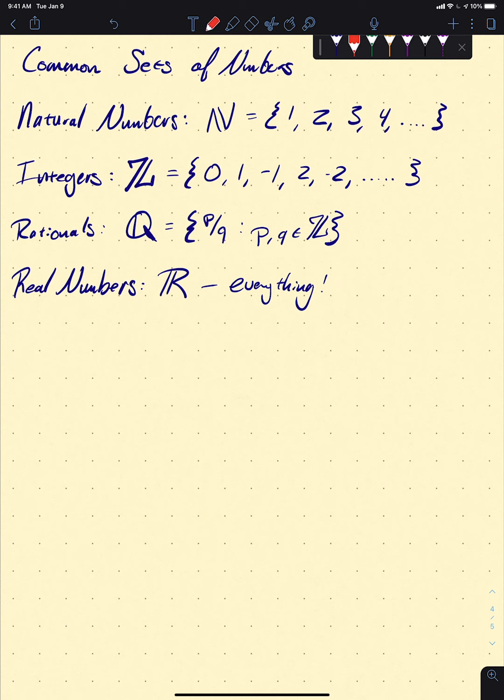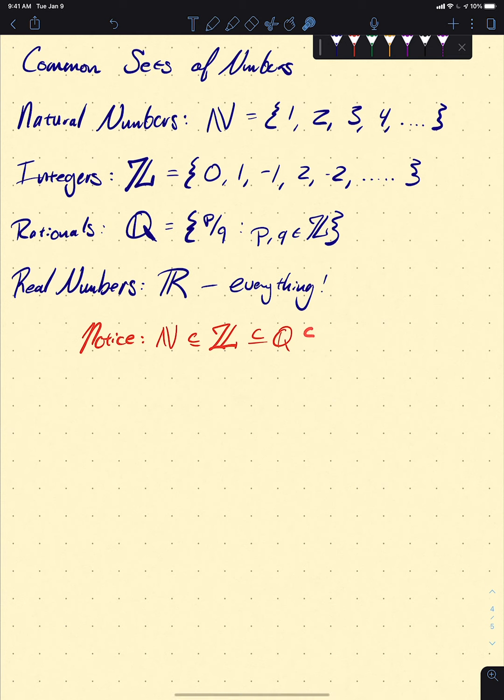One thing that I do want you to notice, right, the natural numbers are a subset of the integers. The integers are a subset of the rationals, right? Because you can write any element of the integers as a rational, just let Q equal 1.